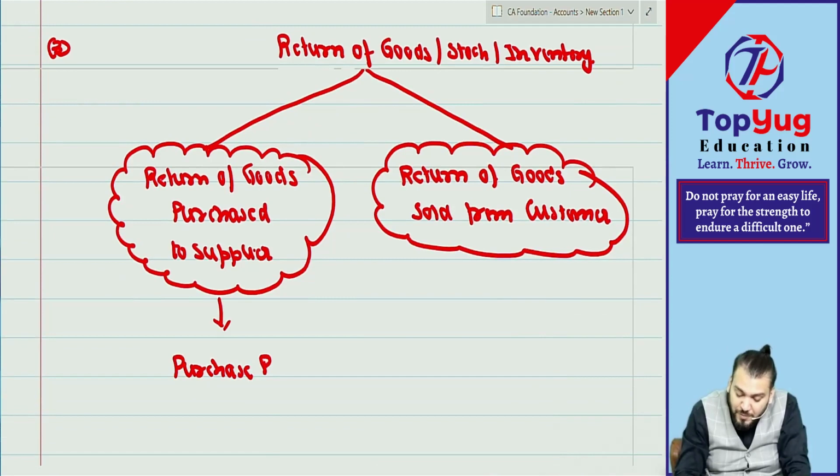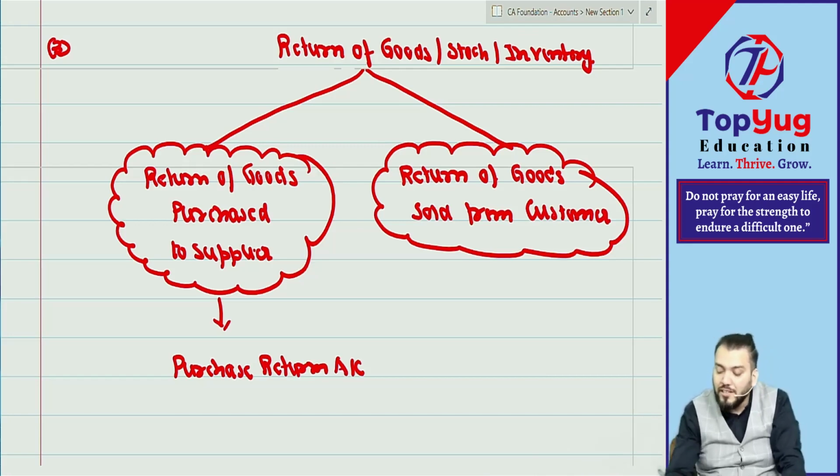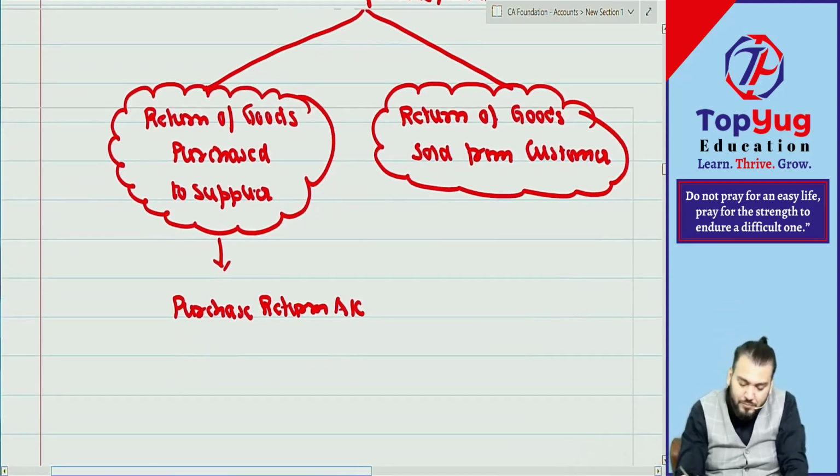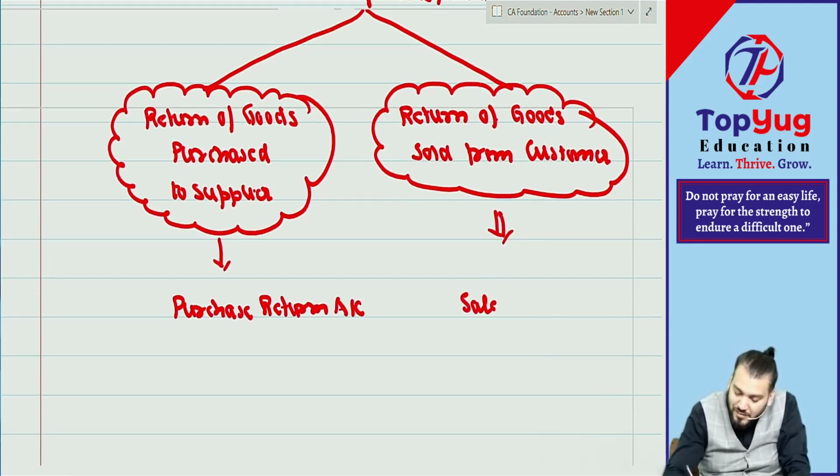So for this, we open the purchase return account. So this is a specific name. We cannot use any other account. Purchase return account. Or for the other, it is also known as what? This is sales return. Sales return account.